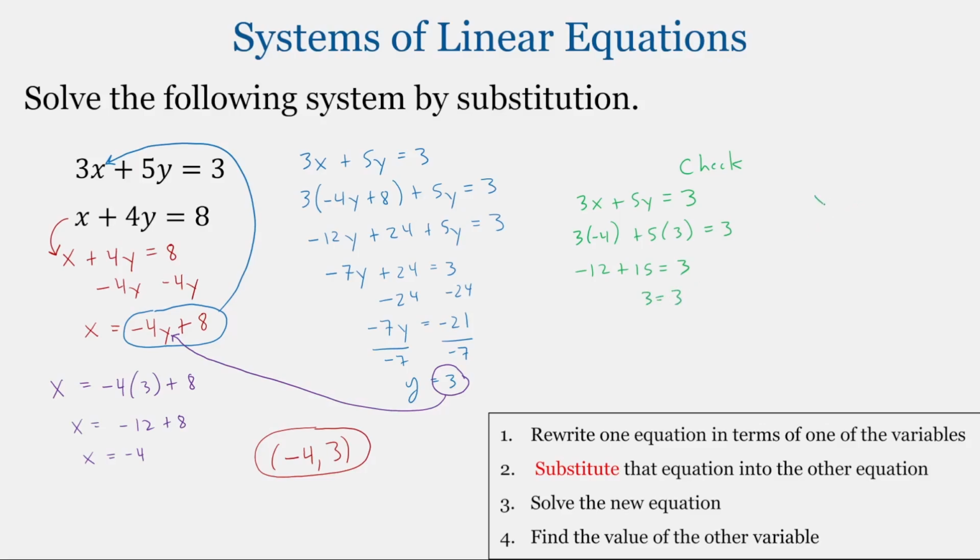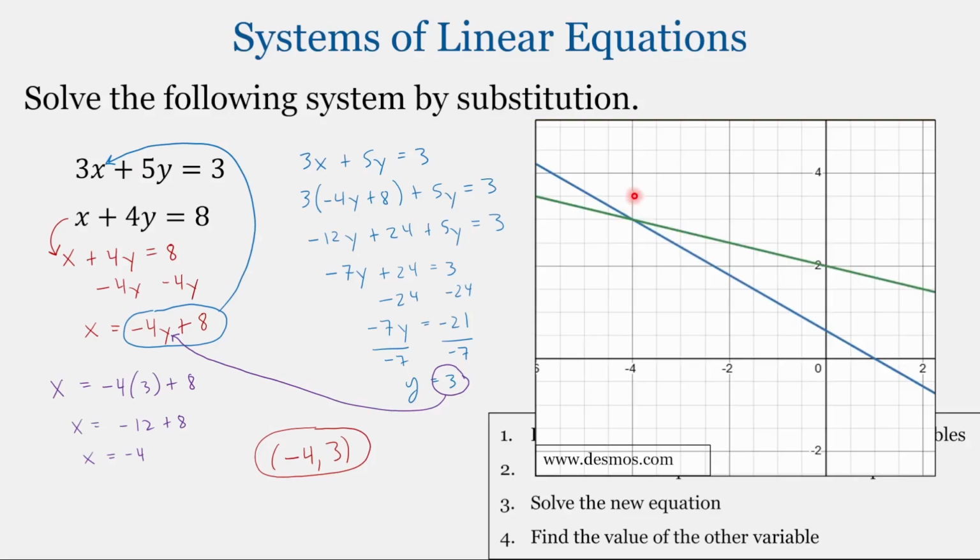With the second equation, we have x plus 4y equal to 8. This is negative 4 plus 4 times 3 equal to 8. Negative 4 plus 12 equal to 8. And then 8 equal to 8. Again, another true statement.